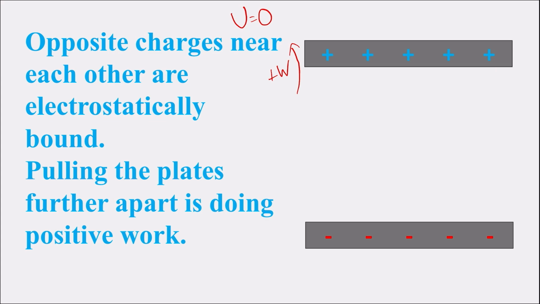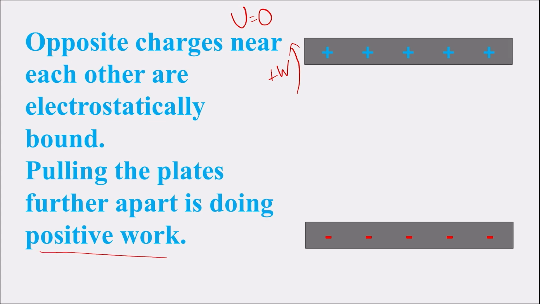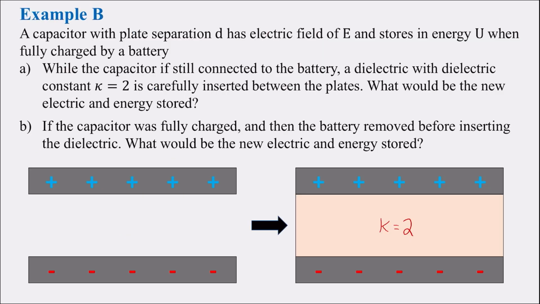So separating the plates would involve positive work. That positive work is going to increase the potential energy stored in the capacitor. Example B is asking about the same thing, what happens to the electric field between the plates and the energy stored in the plates. In this case, it's when a dielectric with a dielectric constant of 2 is inserted between the plates of the capacitor.